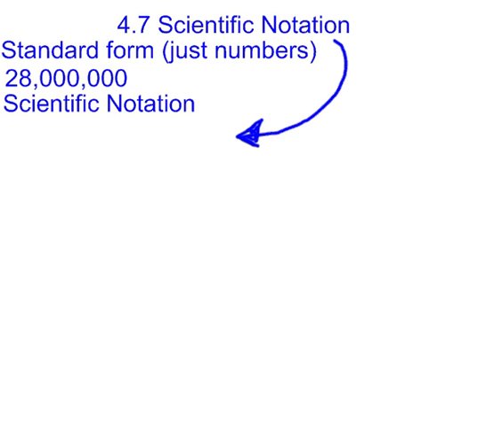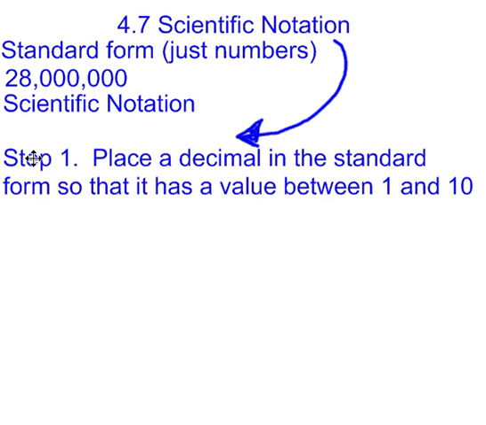Let's first start with the 3 steps. Here's the first step. The first step is to place a decimal in the standard form so that it has a value between 1 and 10. So if we look here at 28 million, where would you put a decimal point so that the value is between 1 and 10? Well, we'd put it right here, so it's 2.8.